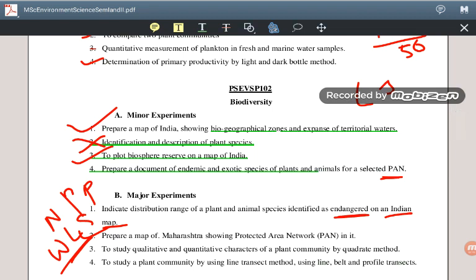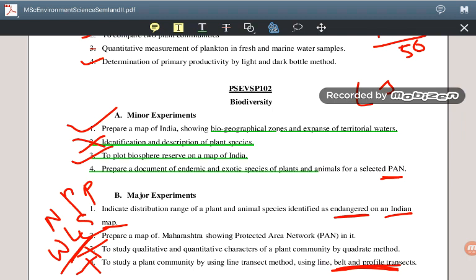Next is the third experiment, which we are not going to perform or discuss, or this topic will be avoided. Next experiment is to study the plant community by using the line transect, using line, belt and profile transect. So here we have to find out the line, belt and profile, but still we are not going to perform this experiment.